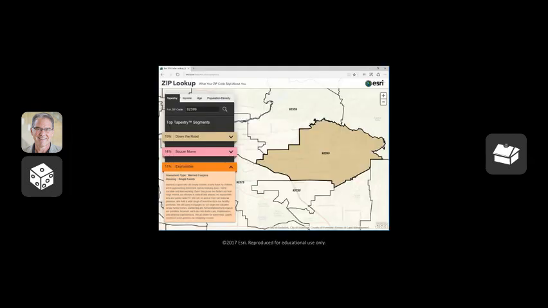Meanwhile, market intelligence firms like Claritas compile address referenced information about consumer behaviors into lifestyle segments that enable marketers to target potential customers. Even Esri has gotten into the act with its own tapestry segmentation data, which you can sample using its Zip Lookup web app. Check it out and find out what your zip code says about you.